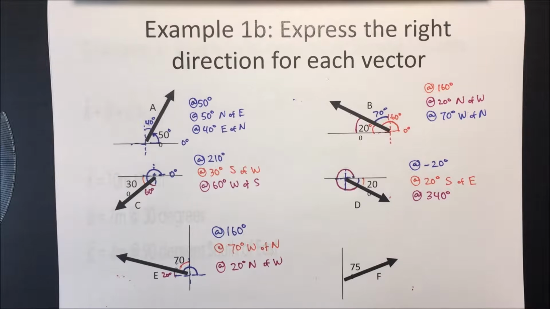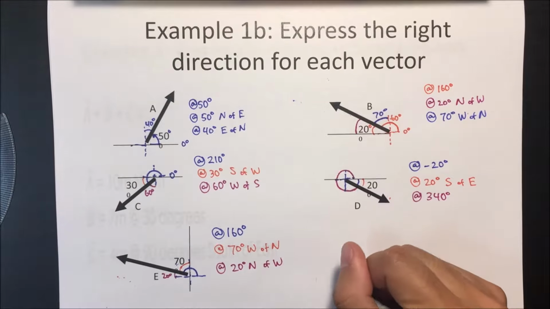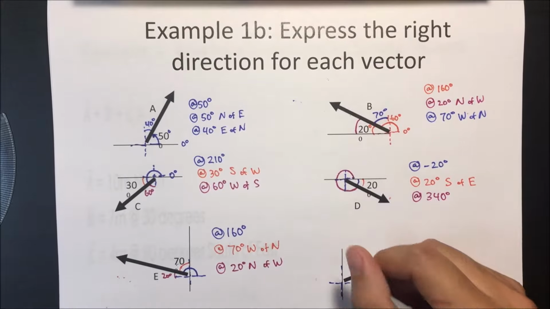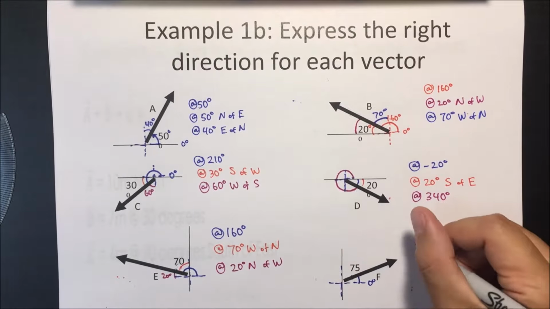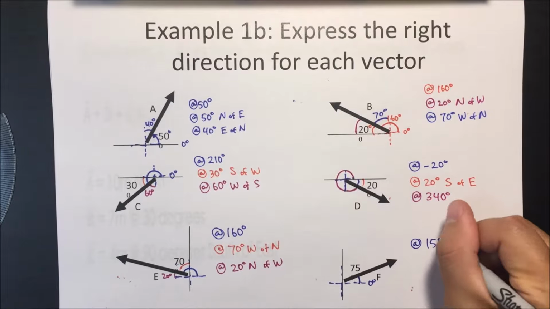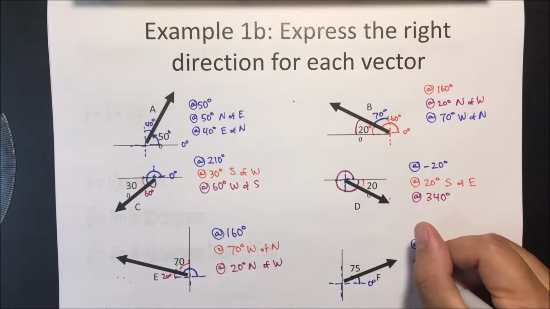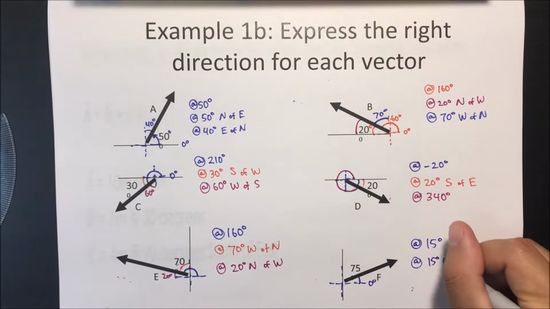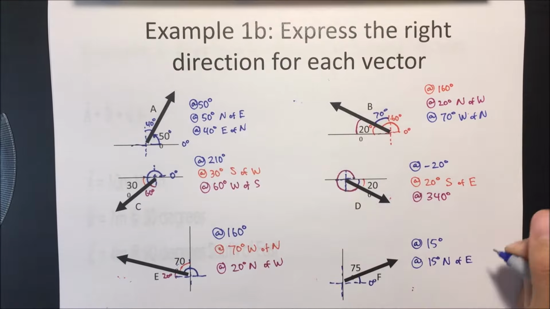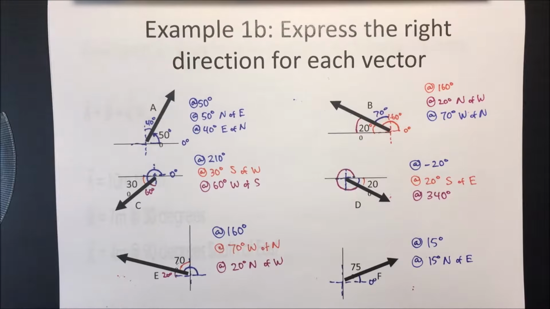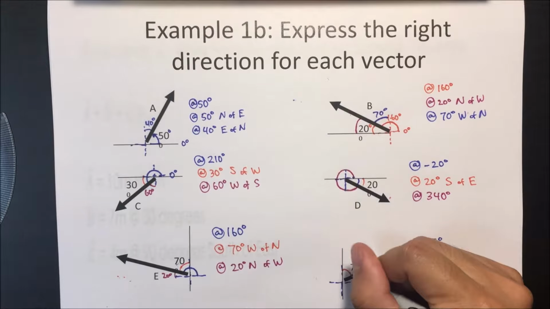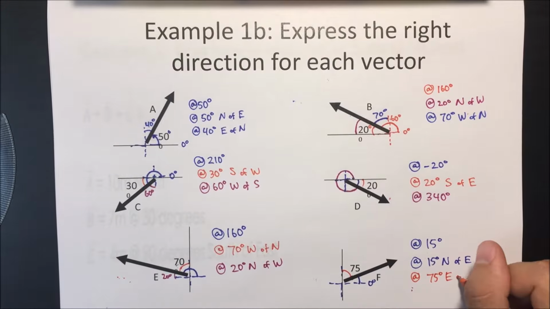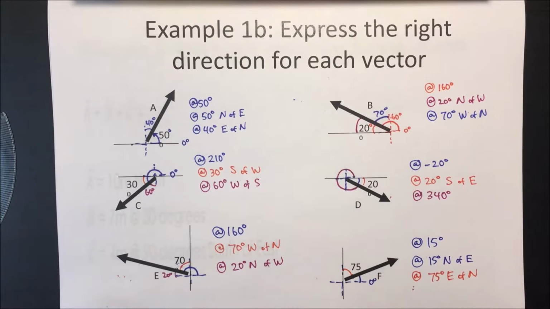All right, let's look at the last one here. Do a little cross section. Again, if we start at 0, which is honestly like my favorite one, we go from here to here. So we could say this is at 15 degrees. Or we could say at this 15 degrees north of east. Or we could say, if we use this 75 degrees, at 75 degrees east of north.